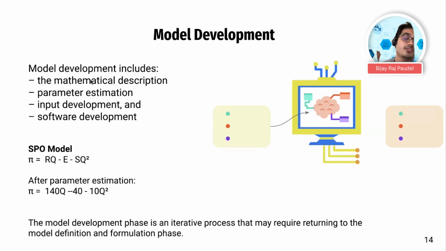The next step is model development. After we observe the variables and the data, we make the model, meaning we make a function, a mathematical description. If there are parameters, we estimate them using curve fitting or other techniques. We develop what the input should be and what the outcome should be based on, and if it is too complicated, we develop software.